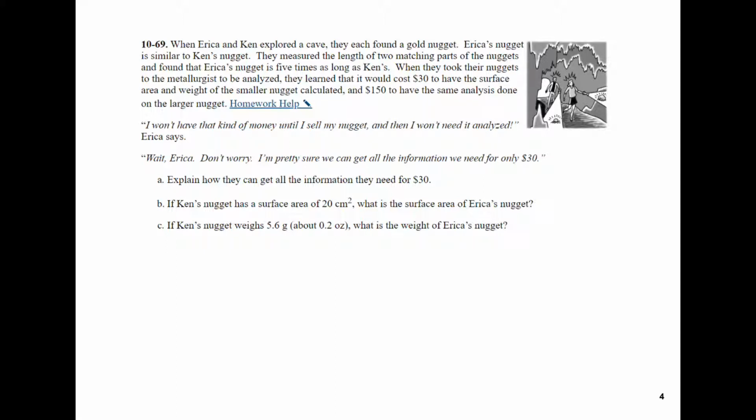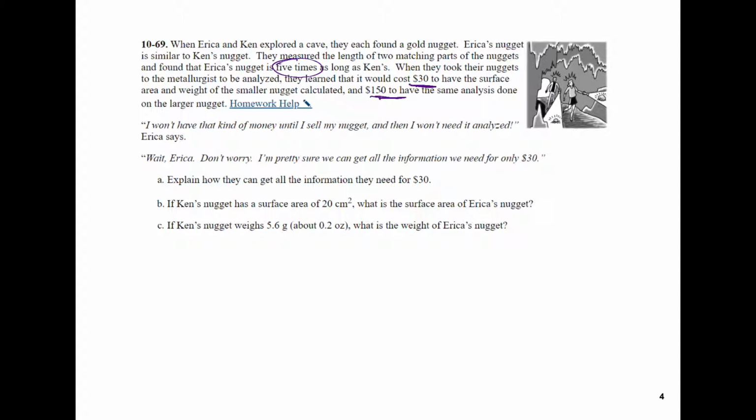10-69. When Erica and Ken explored a cave, they each found a gold nugget. Erica's nugget is similar to Ken's nugget. They measured the length of the two matching parts of the nugget and found that Erica's nugget is 5 times as long as Ken's. When they took their nuggets to the metallurgist to be analyzed, they learned that it would cost $30 to have the surface area and weight of the smaller nugget calculated, and $150 to have the same analysis done on the larger nugget.